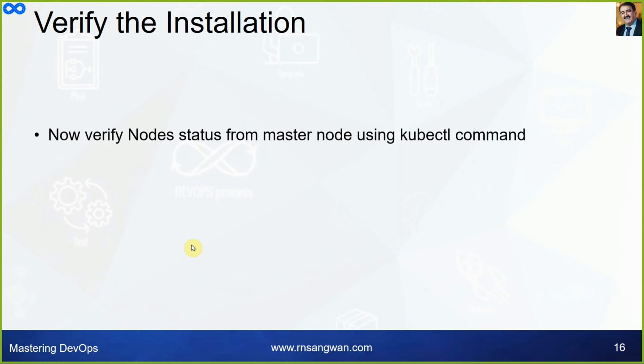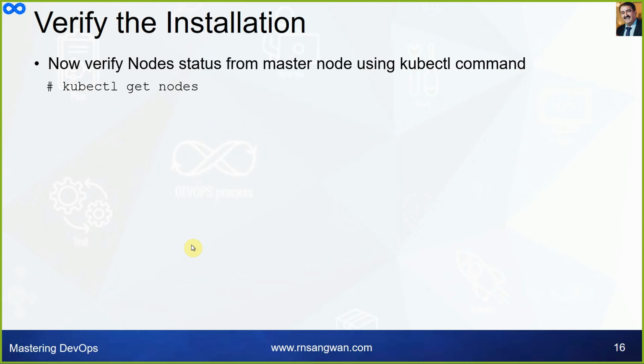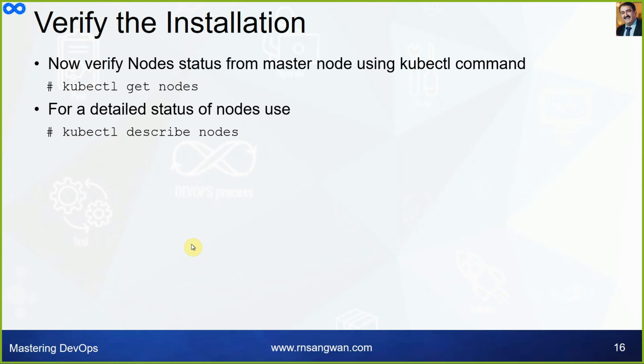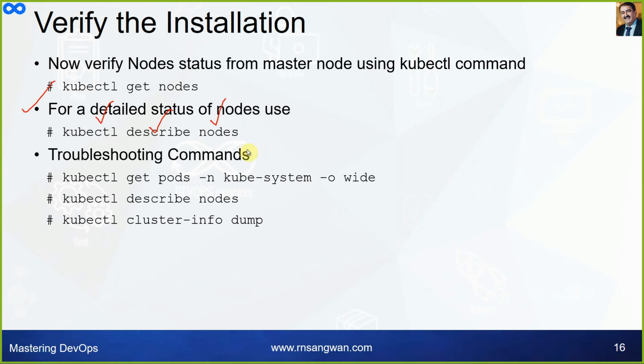opened the ports. So now you can use the kubectl get nodes command, and you will get comprehensive details about your cluster using kubectl describe nodes, more comprehensive output. There are a few troubleshooting commands like kubectl get pods --namespace kube-system -o wide, or describe nodes, or cluster-info dump, that will dump the cluster information for troubleshooting.